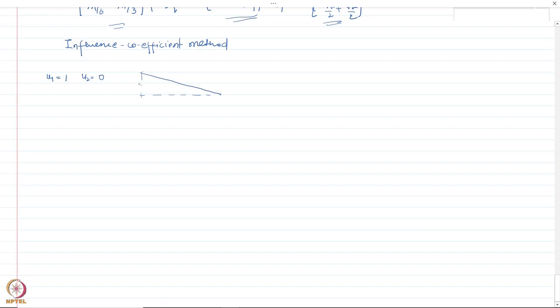So this is my bar here. It has u1 equal to 1 and u2 equal to 0. Now, to maintain this shape, we would have to apply forces, which would be the influence coefficients for the stiffness matrix. So those forces would be at degree of freedom 1, the force due to unit displacement at degree of freedom 1, and force at degree of freedom 2 due to unit displacement at degree of freedom 1. So these would give me K11 and K21.